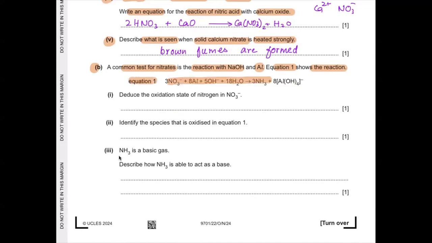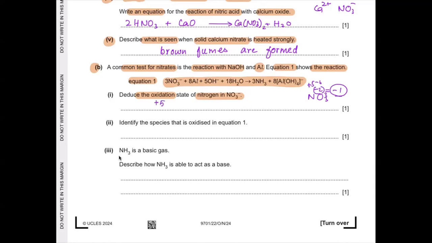Which shows what reaction is taking place. Okay, deduce the oxidation number of nitrogen in NO3-. If you work on NO3-, the net charge is -1, oxygen is -2, and there are 3 oxygens, which makes it -6. So with -6, it means nitrogen is +5. So +5 and -6, when we add them, we get the net charge of -1. So the oxidation number of nitrogen is +5 over here.